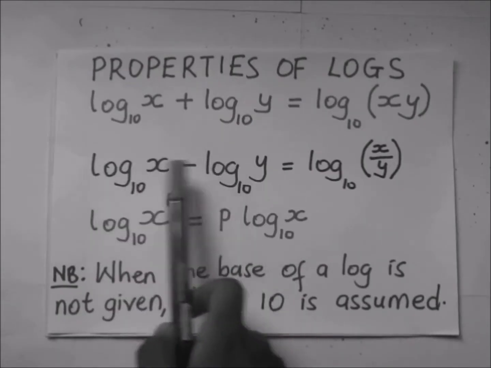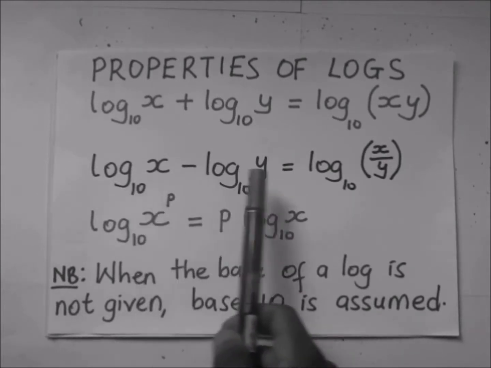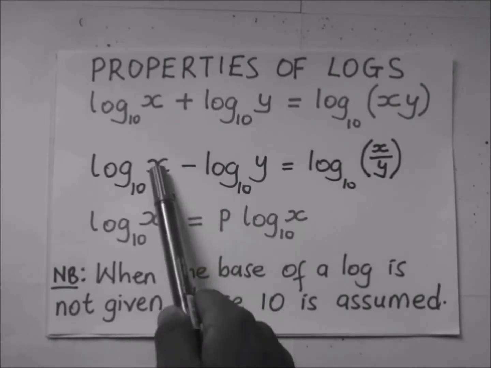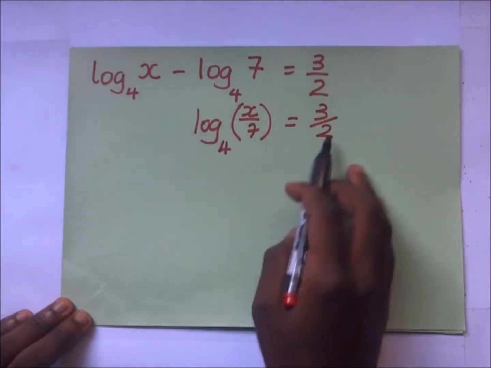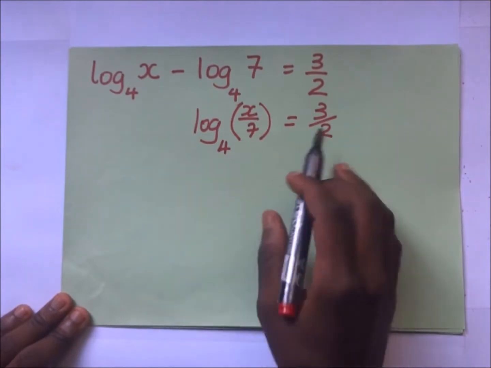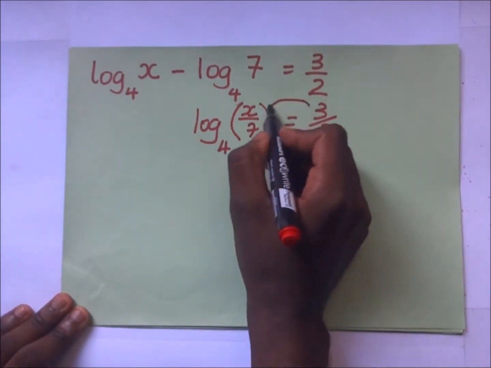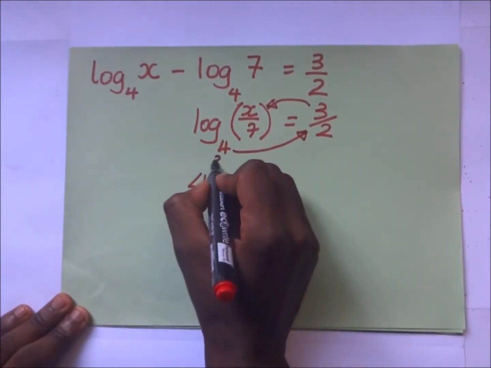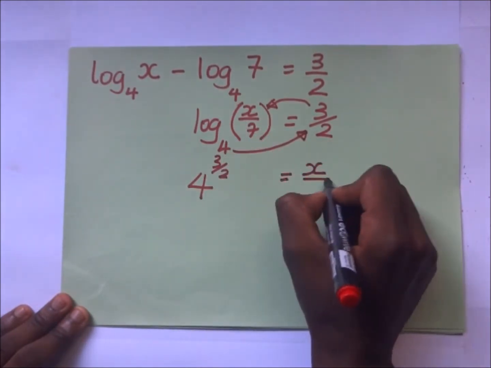When you're subtracting logarithms that have the same base, in this case base 10 and base 10 here, you maintain that logarithm to the base 10, and because it is subtraction, you divide x by y. Now we convert this logarithm into index form so that we're able to get the value of x, and in this case it's going to be 4 to the power 3 over 2 is going to give us x over 7.